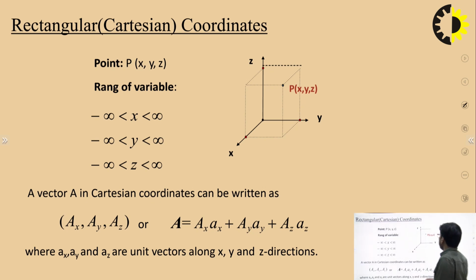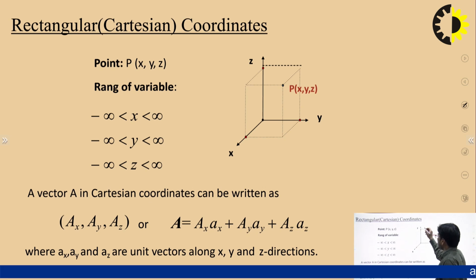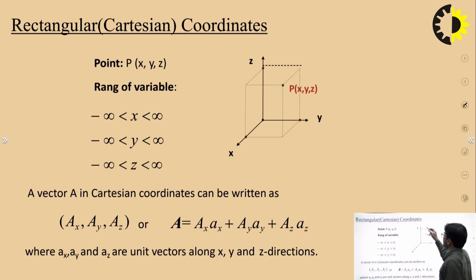As you can see here, this is a simple coordinate system that you are already aware of. The x, y, z. This is a 3D system. So this coordinate system has three planes. The first one is the xy plane, this one is the yz plane, and this one is the xz plane. So this Cartesian coordinate system has three planes: xy plane, yz plane, and xz plane.